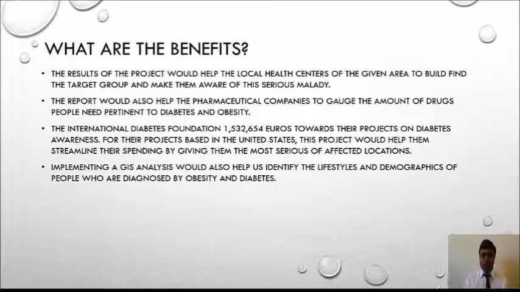Now, what are the benefits? I think these results can be really helpful for local health centers to understand the particular areas where they should concentrate for awareness. It will also help pharmaceutical companies gauge the amount of drugs people will need. The International Diabetes Foundation invests around 15 million pounds towards their diabetes awareness projects, so this would help them streamline where to focus, which areas are most affected by diabetes and obesity. Implementing geographical analysis would also help us identify the lifestyles and demographics of the people diagnosed with obesity and diabetes.